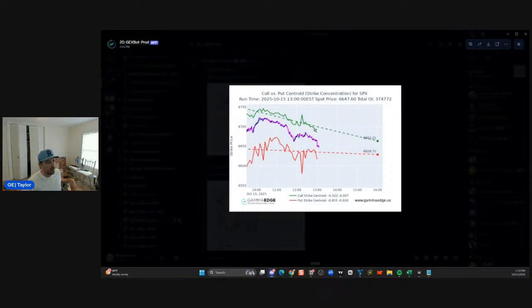When you see the actual centroid itself below the line of best fit, what that tells you is that if we're below the line, it's getting worse, it's deteriorating. Or if it's above, then it's accelerating higher. So right now, both the put side and the call side, we're seeing further deterioration to the downside. As long as that happens, the rate of change of these lines of best fit is going to continue to go lower and lower.